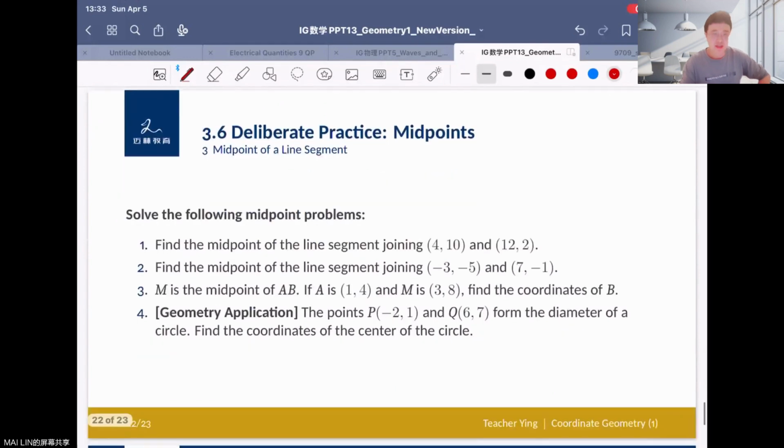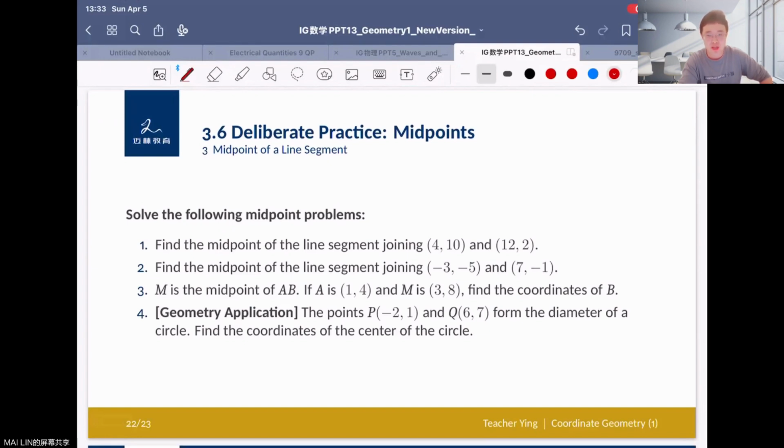Okay, today's lesson is very short, so if you want to try it out yourself, you can keep going and pause the video, okay? But if you want to follow along with me, you can also try to solve the problems one by one with me together, okay? So let's move to the first question. Find the midpoint of the line segment joining 4, 10 and 12, 2, okay?